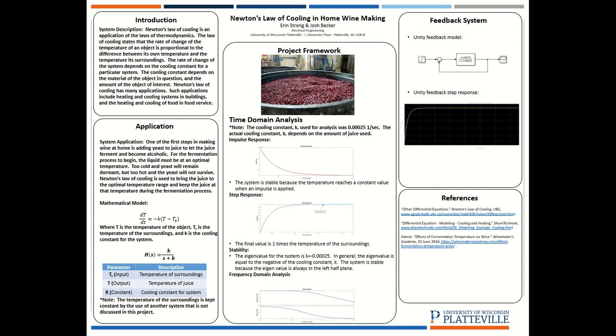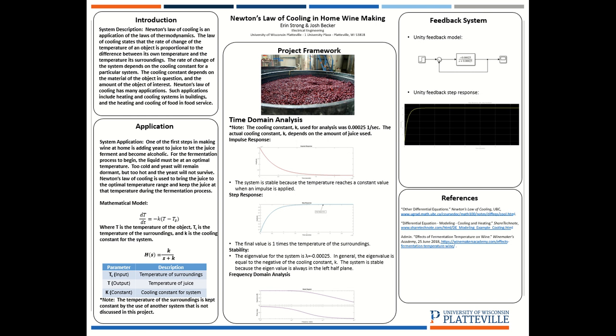So Newton's law of cooling is used to get the juice up to the optimal range and to keep it at that range. So in our mathematical model, which we can see down here, we have a cooling constant K, the temperature of the juice T, and the temperature of the surroundings Ts. And we also have the transfer function down here. And then our input was the temperature of the surroundings, which is controlled by a different system, which we are not going to talk about in this project, but you can control that.